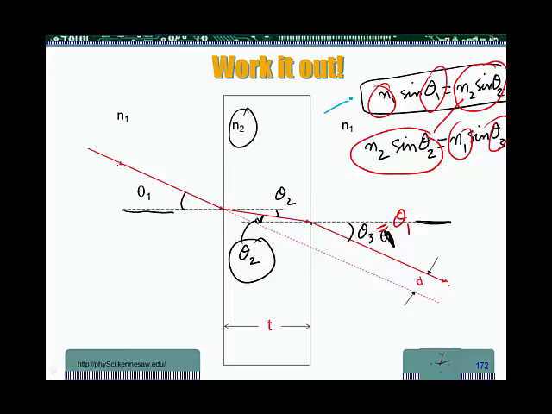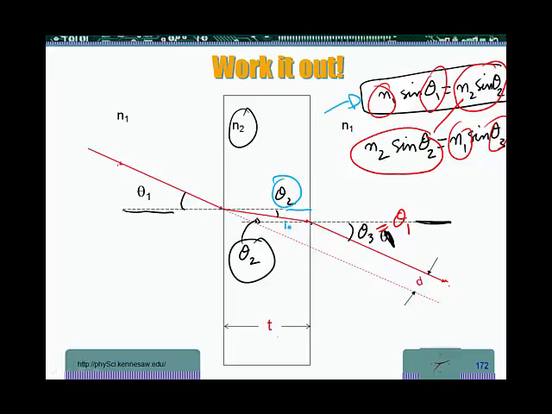Once we use Snell's law, that means we are going to know what theta 2 is. If we know what theta 2 is, and we know t, we can actually find the length of the beam here. Let's call that length L.